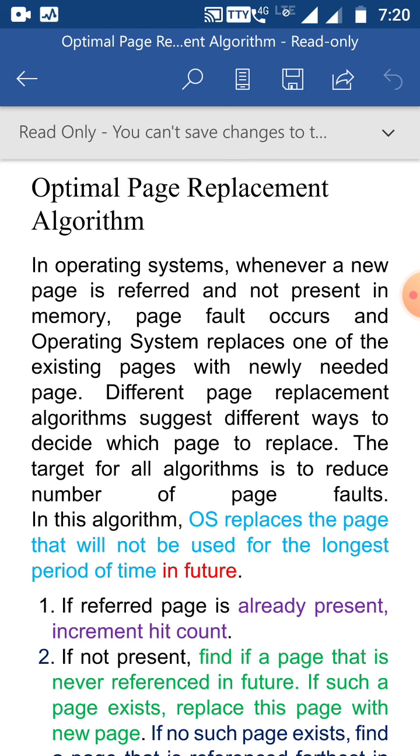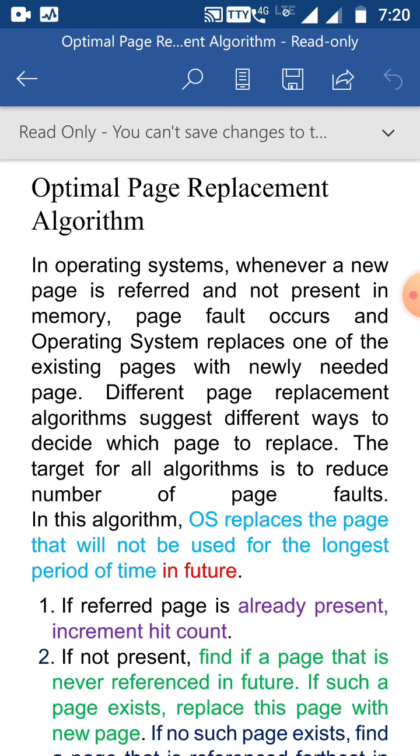So now we are going to discuss the optimal algorithm. So in the optimal algorithm, the same principle applies: very initially n number of frames is allocated for executing one user program. This is the principle of demand page memory management. Okay, so for the first n number of different pages, the first n page faults occur because these are the pages entered first.